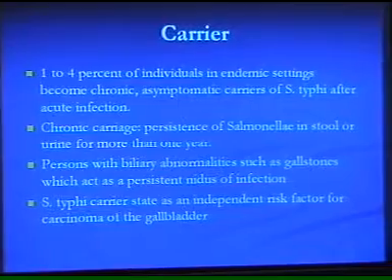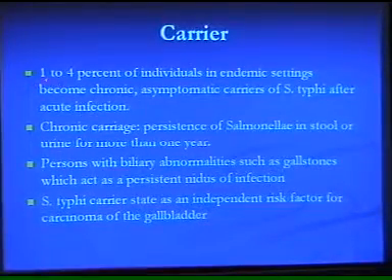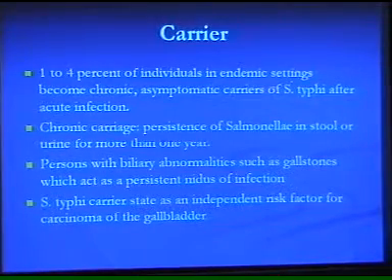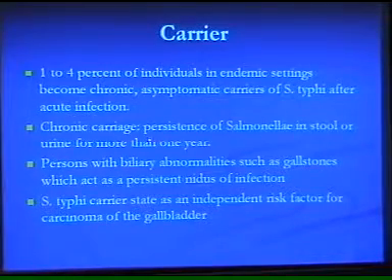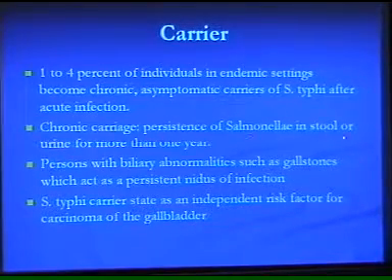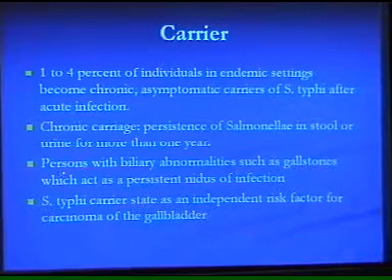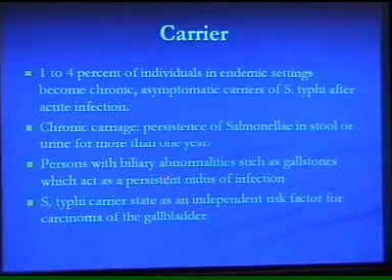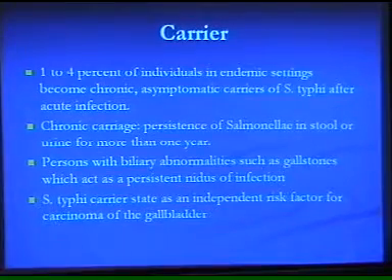Okay, points about carrier. Once a person is acutely infected with typhoid, then 1 to 4% of individuals in endemic settings can be chronic carriers. And what is chronic carriage? It is persistence of Salmonella in stool or urine for more than a year. And persons who have abnormalities in their biliary tract, like gallstones, act as a persistent nidus of infection.